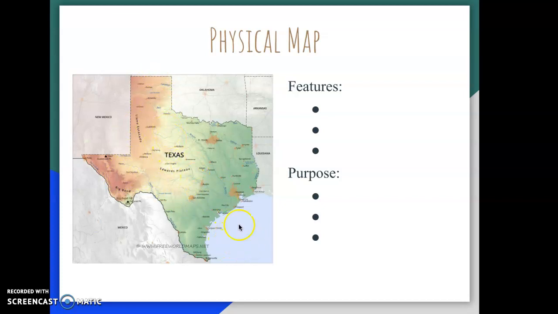They can show oceans. You know, a big blue blob on a map usually means a body of water. So we have the Gulf of Mexico right here. So oceans, plains. We have the Edwards Plateau right here, and things like that. So the purpose of this map is to show landforms and the natural landscape of Earth, or in this case, the natural landscape of Texas.